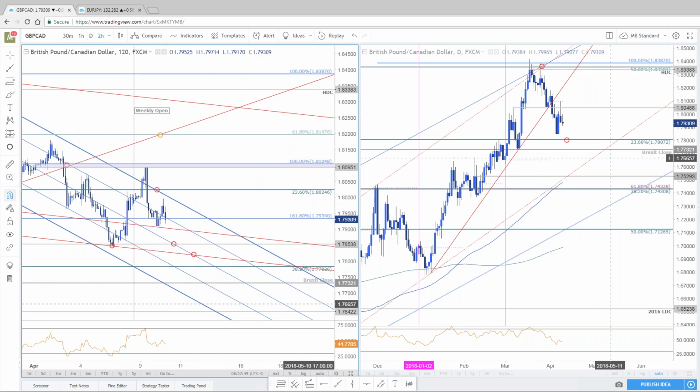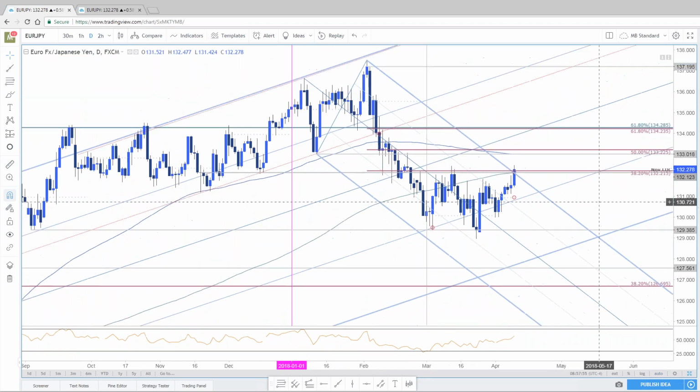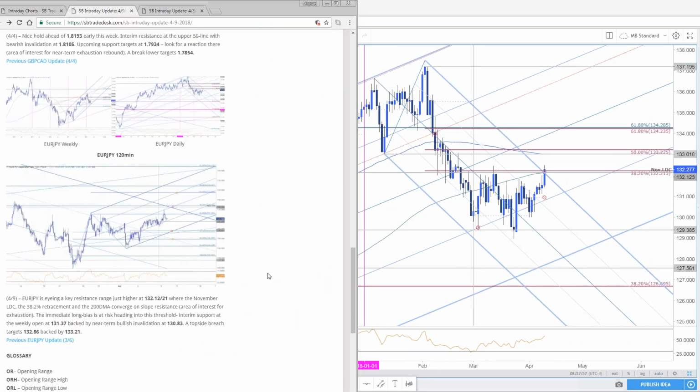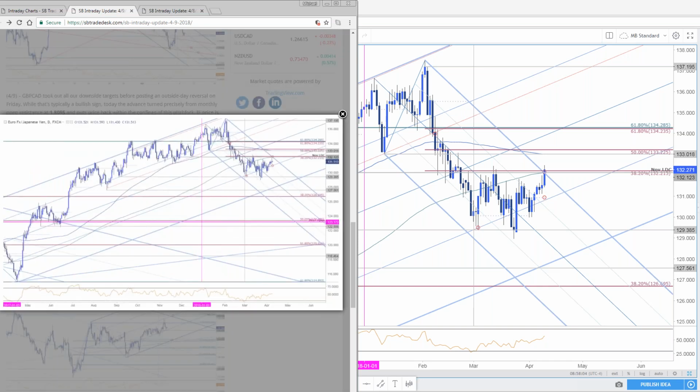Here's Euro Yen on the daily. Okay, this is why I was so focused on this last night. It was because we were looking at a pretty critical resistance region. Okay, here's the daily from last night. The level was 32.12 into 32.22.